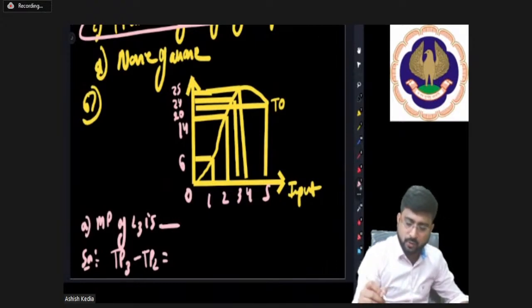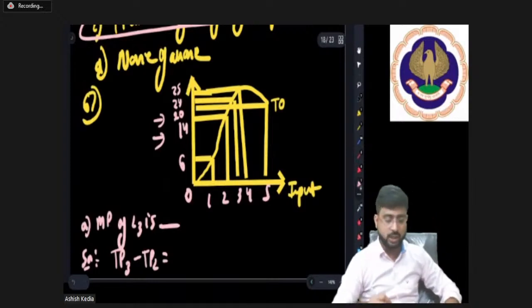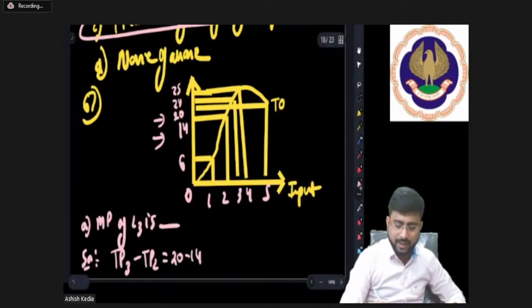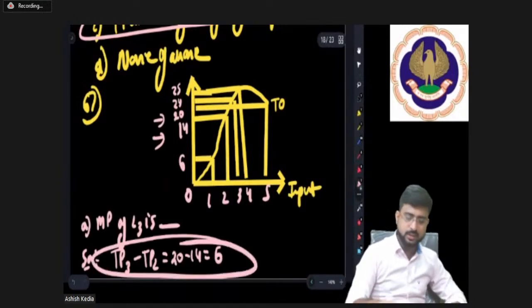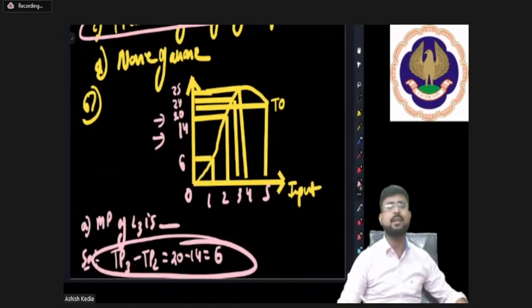Now total product of labor 3, as you can see, is 20. Total product of labor 2 is 14. So it's 20 minus 14, that is equal to 6. Is it crystal clear everybody? Yes, it's correct. It's 6, correct. 24 minus 20 minus 14. It's absolutely bang on correct.